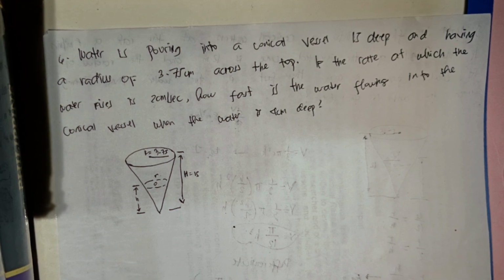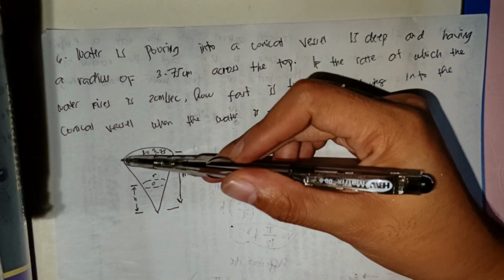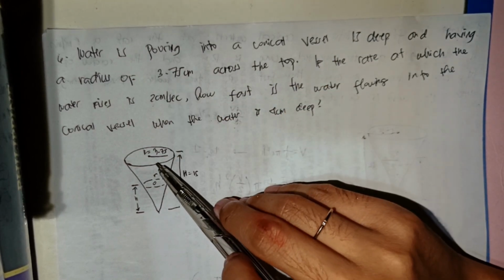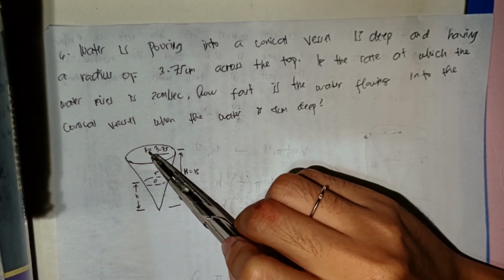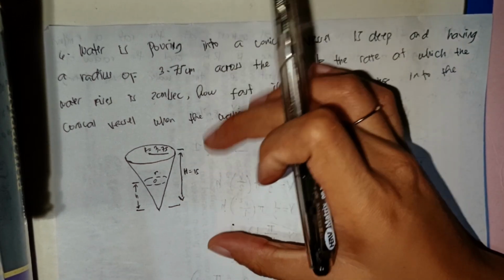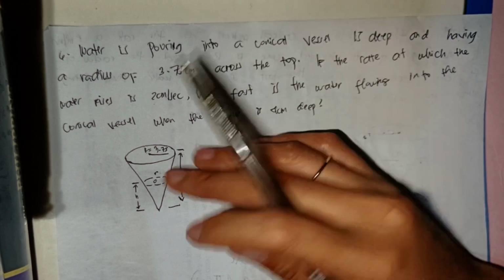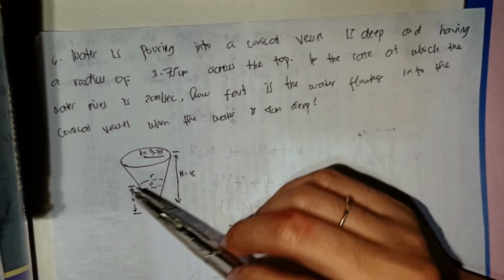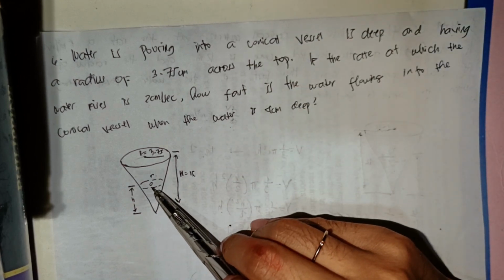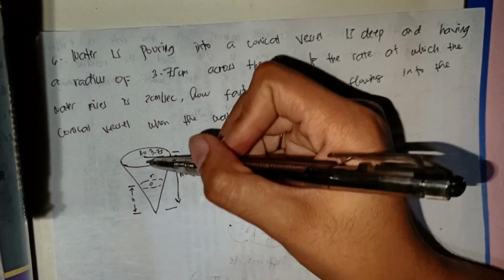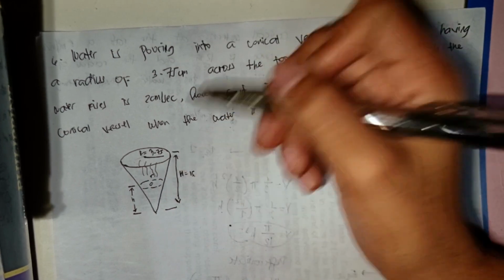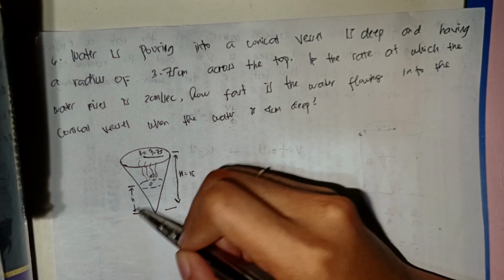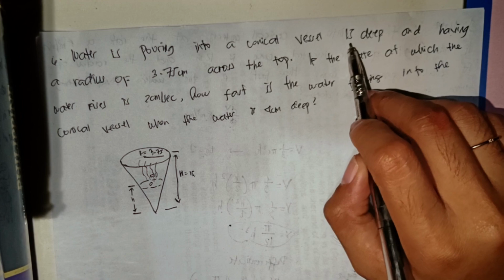So, this is our illustration of the conical vessel. The radius is 3.75, and the height of the conical vessel, or the cone, since it is a cone, is 15. And for the water flowing into the conical vessel, it has its own height and its own radius.